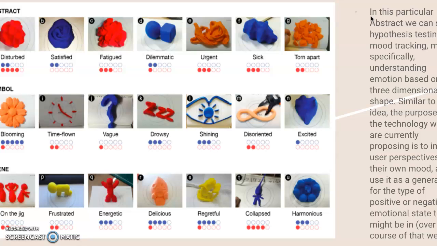So in this particular abstract, we can see hypothesis testing on mood tracking more specifically, in understanding emotions based on three-dimensional shapes. Similar to this idea, the purpose of the technology I'm currently proposing is to intake user perspectives on their own mood and use it as a generality for the types of positive or negative emotional state that they might be in. And we can see from these pictures over here that these three-dimensional shapes are to symbolize the types of symptoms, feelings, and symbols they are feeling on a certain day, which can then be used to identify the emotional state that they are in.